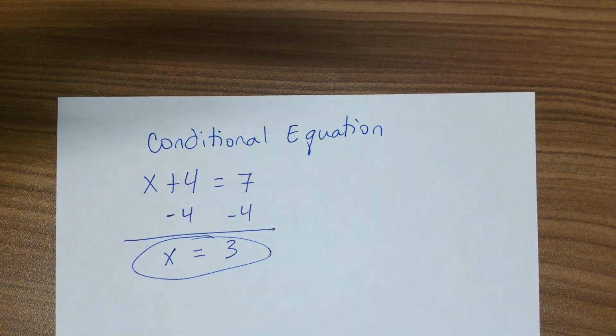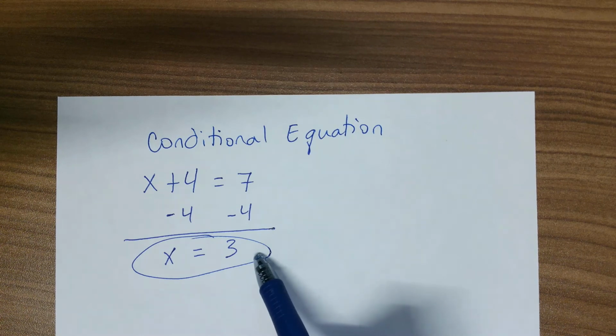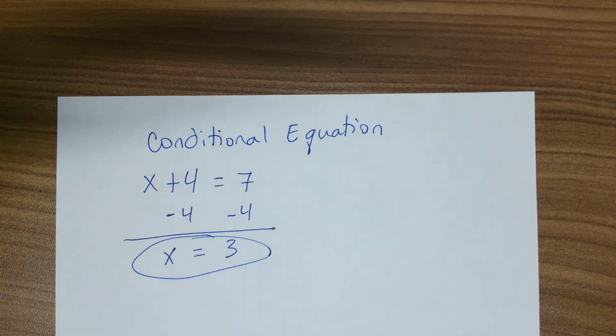So when you're solving an equation and you get an answer like you're used to, just x equals 3 or y equals 5, whatever it may be, if you get an actual solution, that equation then is conditional because it's true only when the solution takes place, right? So identity, conditional equations, and contradictions.